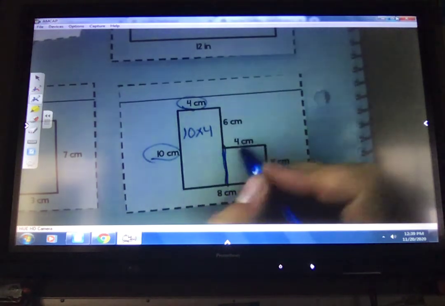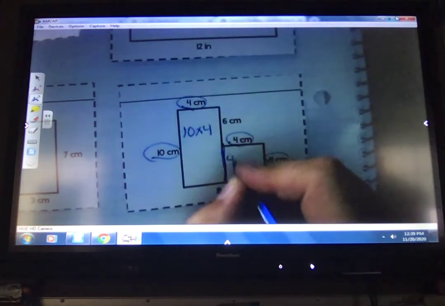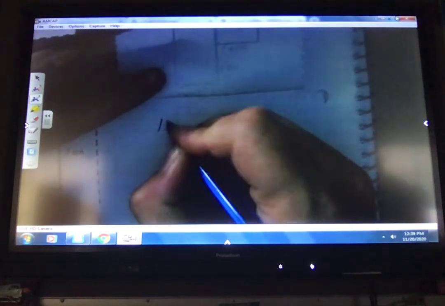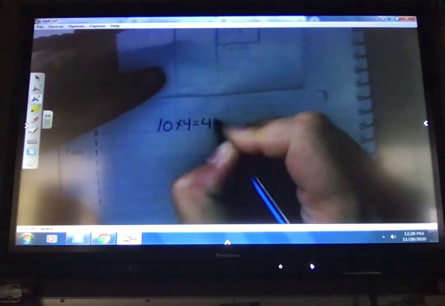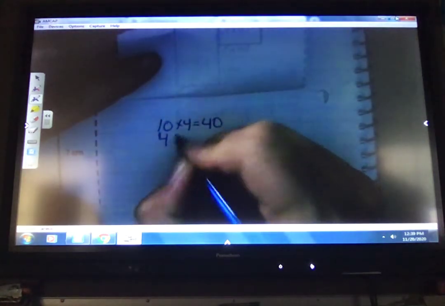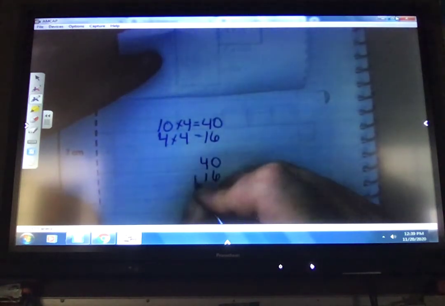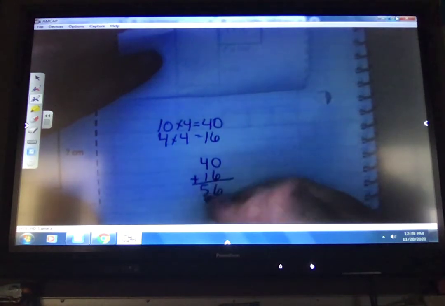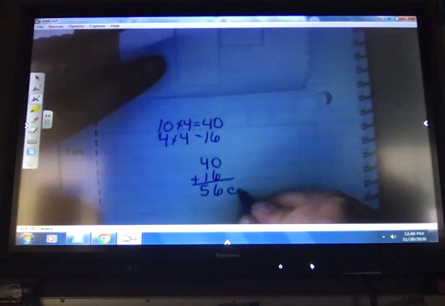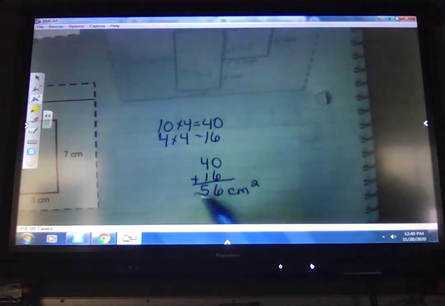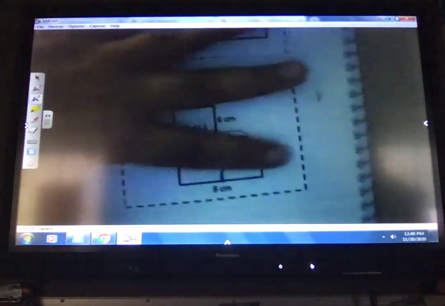I need to use the 4 and the 4. This is a square, and it makes sense that a square would have the same number for length and width. That makes sense, or it should. So now let's solve them. 10 times 4 is 40. And 4 times 4 is 16. Add your two areas together because we cut it apart. We need to put it back together. 56, and these are centimeters squared, or squared centimeters. And there's our answer. I'm going to leave the last two for you to do on your own.